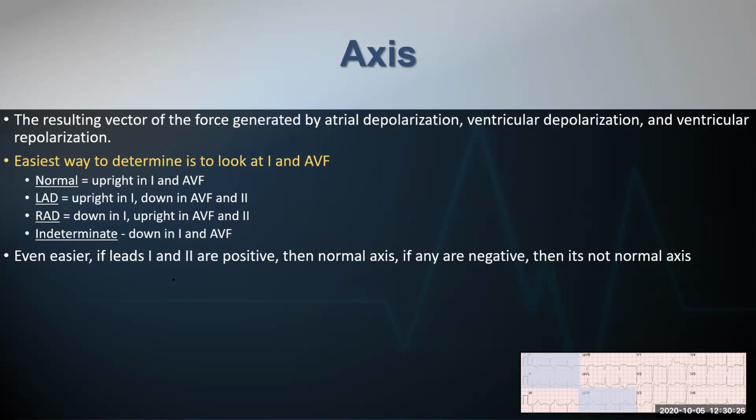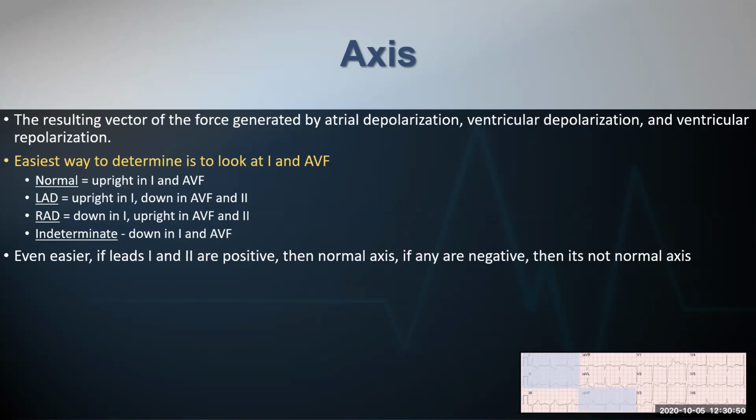Let's go into axis. Let me see. Okay, so we're at 12:30. So what is the axis? It's the vector that's generated based on both atrial and ventricular depolarization. Let me just move some things out of the way. With ventricular repolarization. So the easiest way, as I mentioned earlier, is you can use I and aVF for the most part, but we're going to go the in-depth way so you know multiple methods to generate this.